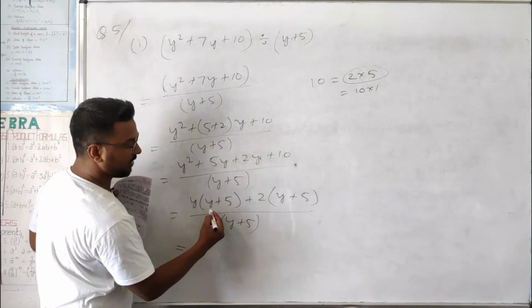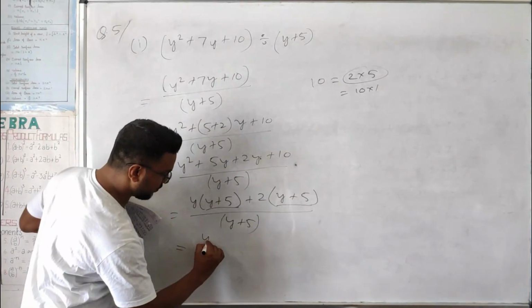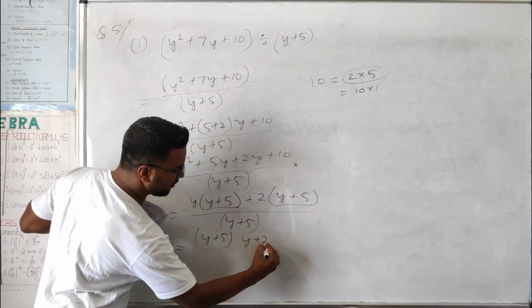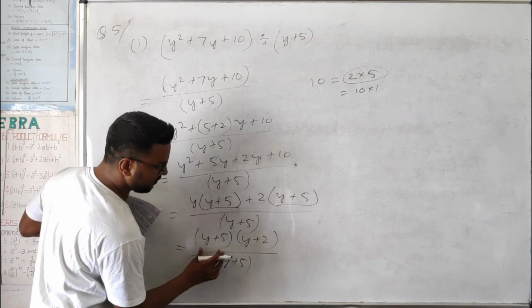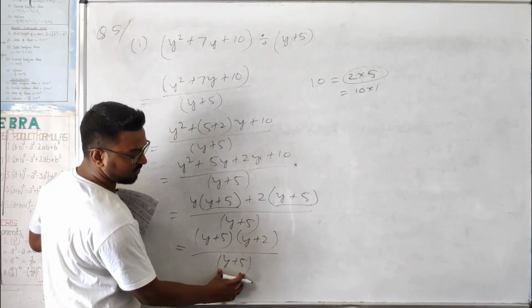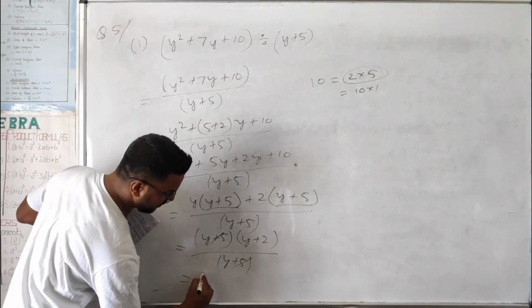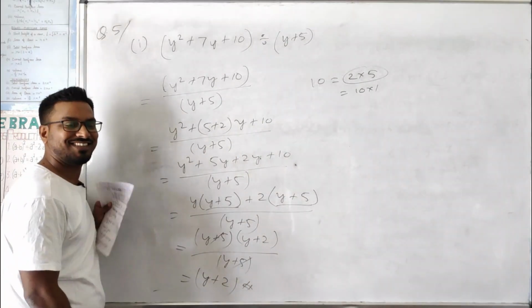So what is the common factor here? y plus 5. So y plus 5, you take it out. If you take out y plus 5, y plus 2 will be left, divided by y plus 5. Now y plus 5 is a common factor in the numerator and denominator, so you can cancel it. So what will be left? y plus 2, and this is our answer.